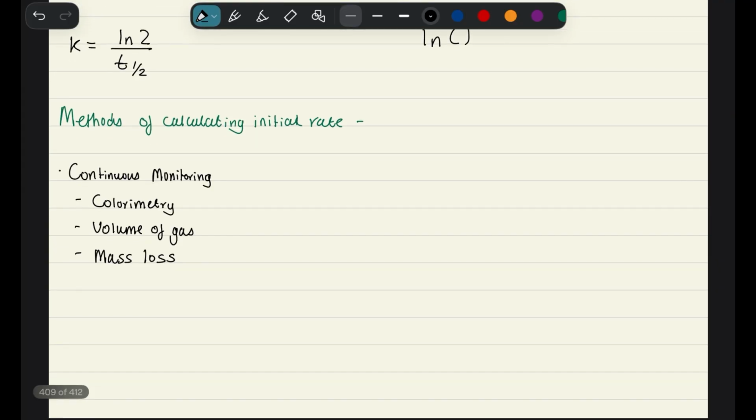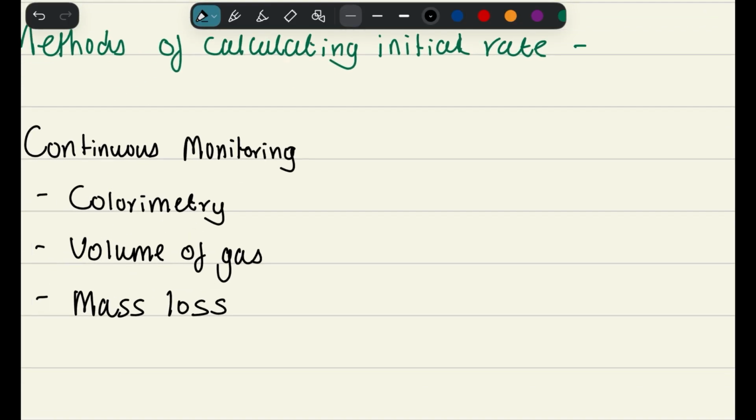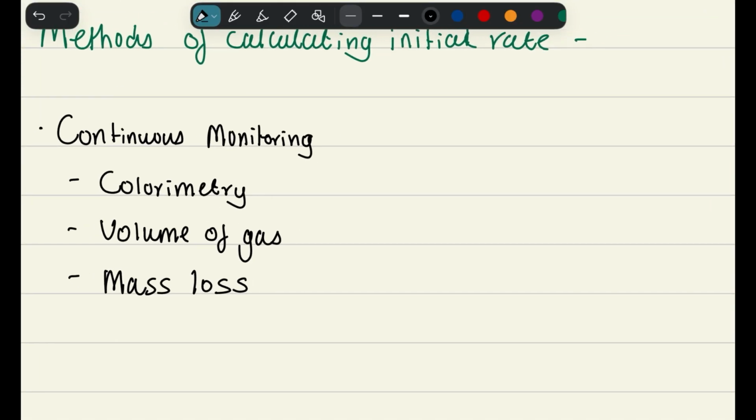Now, in terms of calculating the initial rate, we just need to know how we actually do it. So this is all good, but remember, we're normally using experimental values. The experiments usually involve something called continuous monitoring, which is essentially that you're measuring the concentration, or something, at set intervals during the whole course of the reaction. And we can do this with colorimetry, volume of gas, or mass loss.